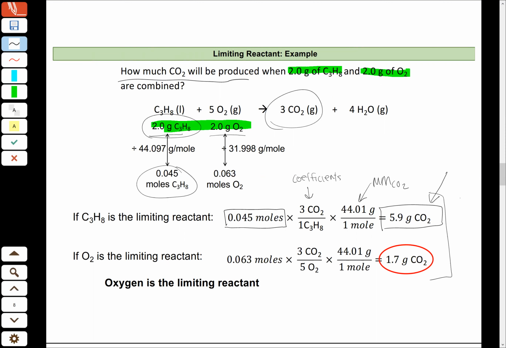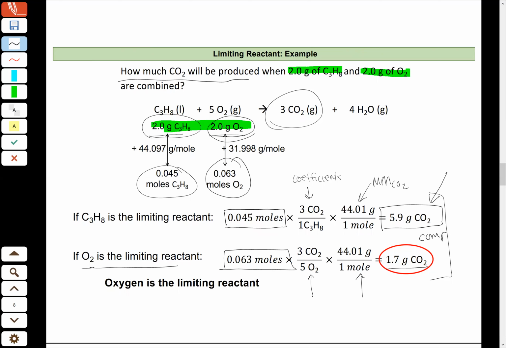And then I make the other assumption. I assume that oxygen is going to be my limiting reactant. I also start with 2 grams of oxygen, and if I convert this into moles using the molar mass, I'll have 0.063 moles of oxygen. So now looking at that 0.063 moles of oxygen, I can convert into moles of CO2 using my coefficients, and then I can convert into the mass of CO2 using the molar mass. And I'm going to get 1.7 grams of CO2 if oxygen is my limiting reactant.